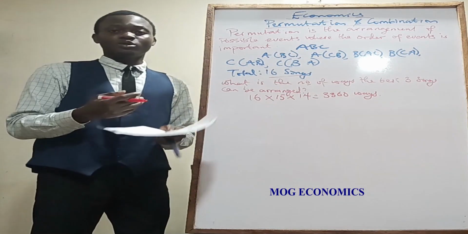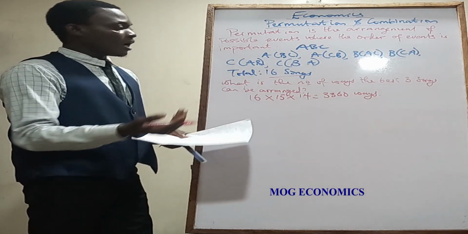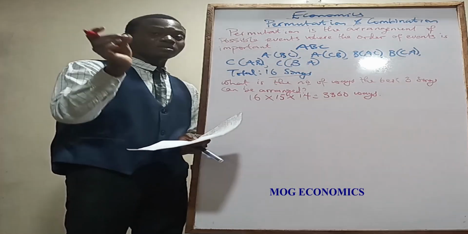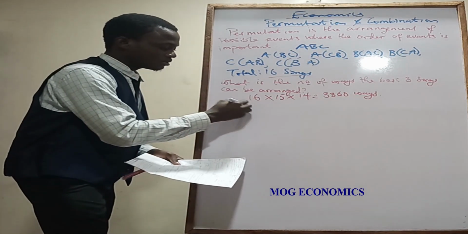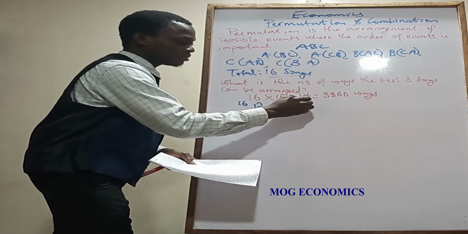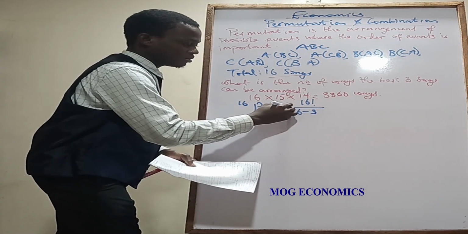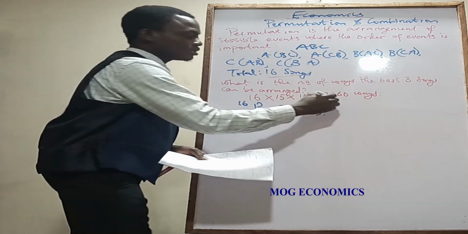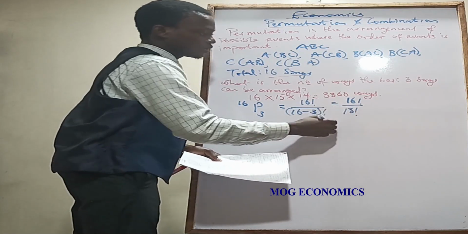Now, is there a short way that we can use to get this particular thing? Now, the formula that we can use is, well, how many songs do we have? 16 songs, but we are looking at the best three. So we want to just pick 3 out of the entire 16 songs. So a proper formula is going to be 16 permutation 3. Now, what does this mean? 16 factorial divided by 16 minus 3 factorial. So this is going to give us 16 factorial divided by 13 factorial.